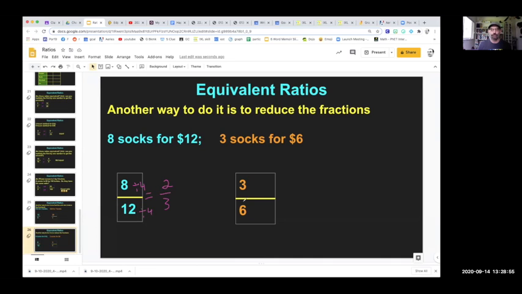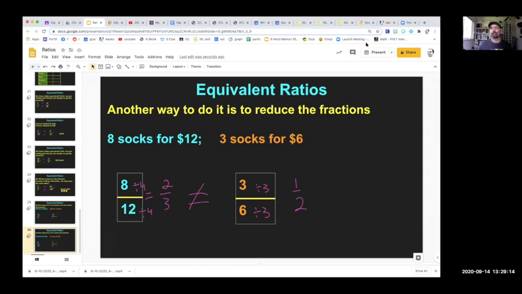And here we have 3 over 6. Let's divide by 3 and divide by 3. And this was just 1/2. So is 2/3 the same as 1/2? No, it's not. So these two fractions are not equal.